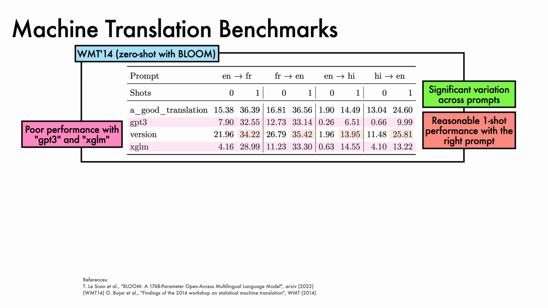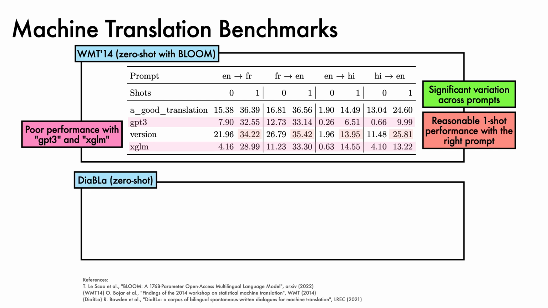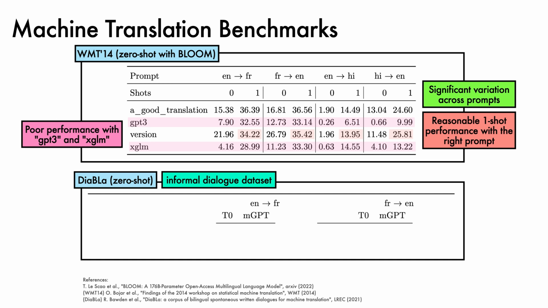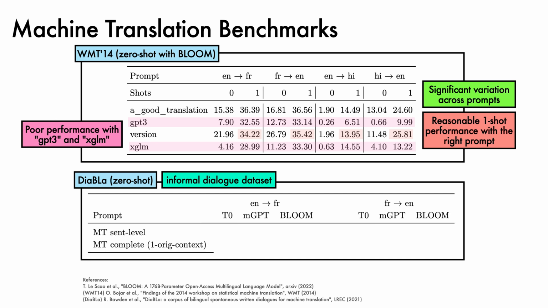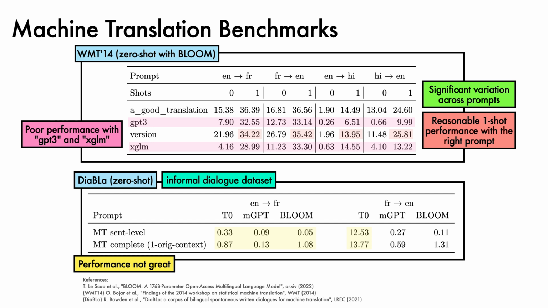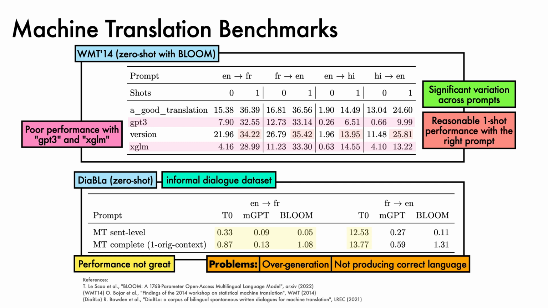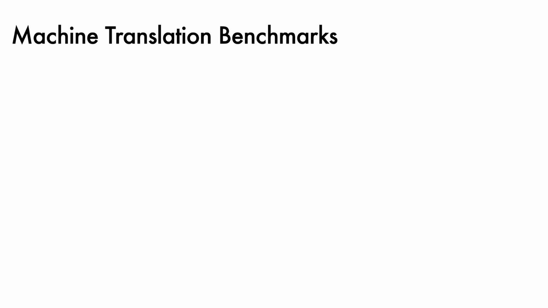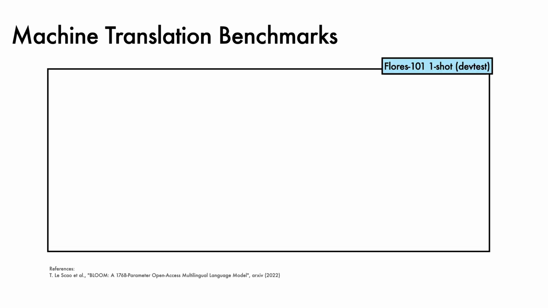We next look at Diabla, evaluated zero-shot. Diabla is an informal dialogue dataset. Results are reported from English to French and French to English for T0, MGPT, and Bloom for 2 prompts. In terms of results, we find that none of the methods are able to translate from English to French, while T0 can translate from French to English a little. Broadly, the results fall into the performance not great category. The key problems observed in the outputs were overgeneration and not producing the correct language, which is clearly not ideal for translation tasks.